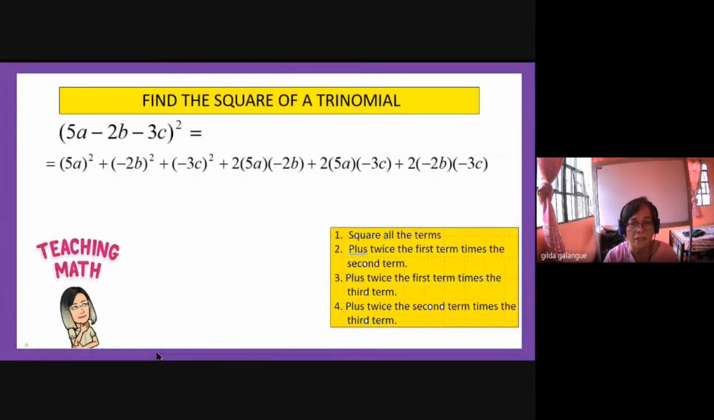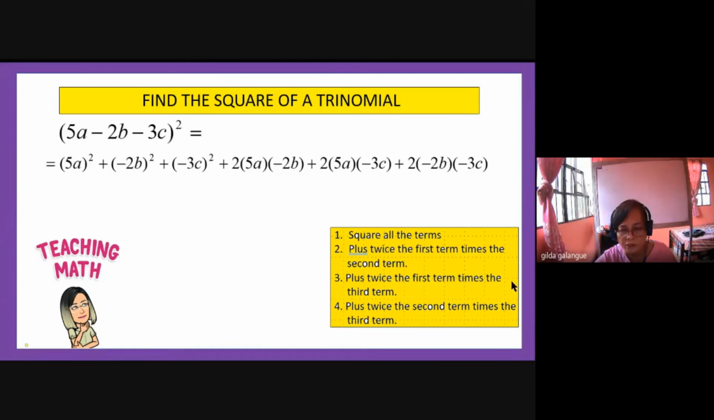Now we are in the next number. 5a minus 2b minus 3c quantity squared. The first step is to square all the terms. We have 5a squared, negative 2b squared, and negative 3c squared. Next, plus twice the first term times the second. 2 times 5a times negative 2b.